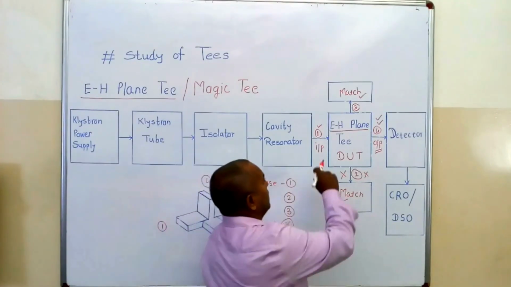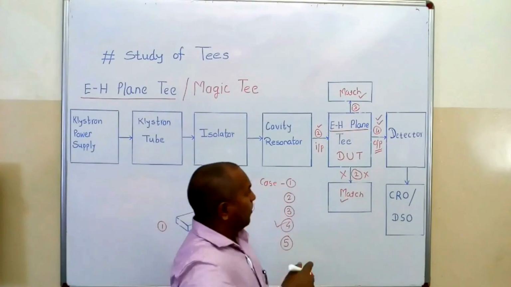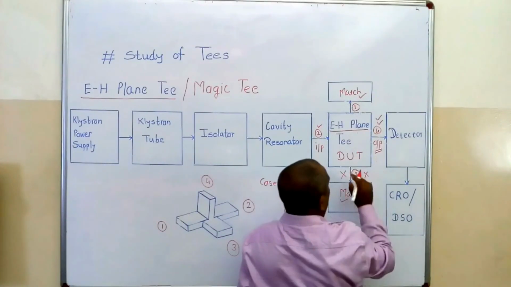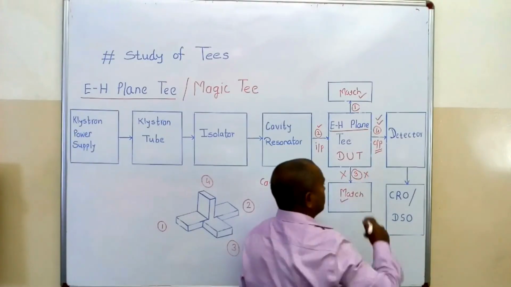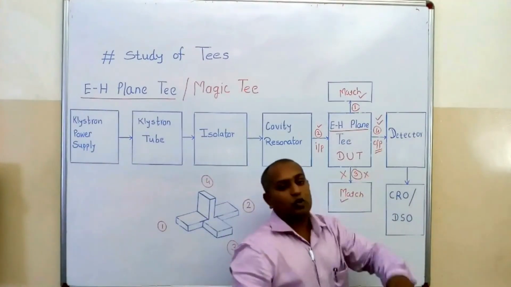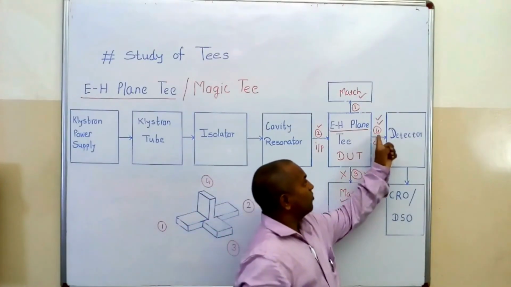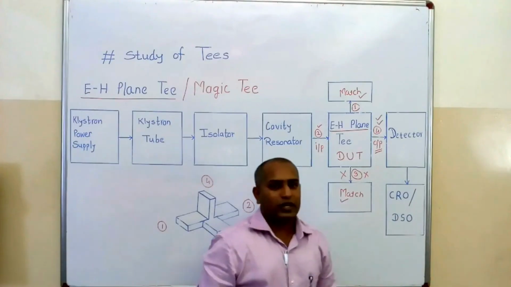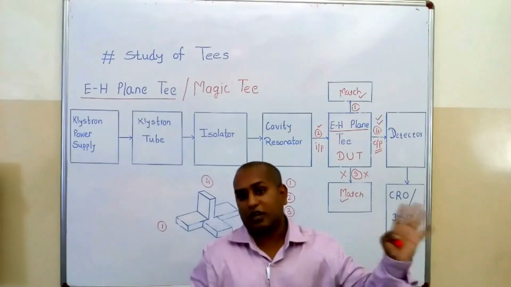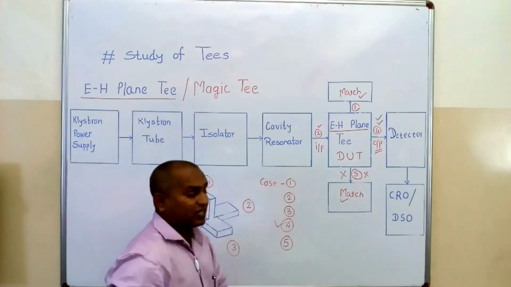Third case, apply the input to port number 2, match port number 1 and 3 suppose, and measure the output across port number 4. So definitely we will get an output across port number 4. How much output we will get? We will see in the practical, and that output we should match with the theoretical part, meaning the S matrix calculation. Now see the next case.